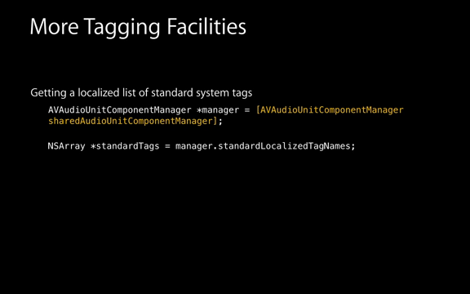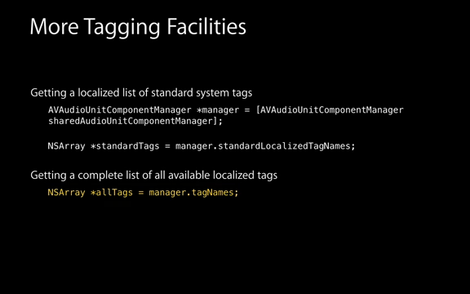We can get a localized list of all the standard system tags by getting the component manager and then calling the standard localized tag names property. This is what I was displaying in the pop-up in my demo. And finally, I can get a list of all the localized tags that the user has assigned across all the audio units on the system. And that, again, you saw in my demo.